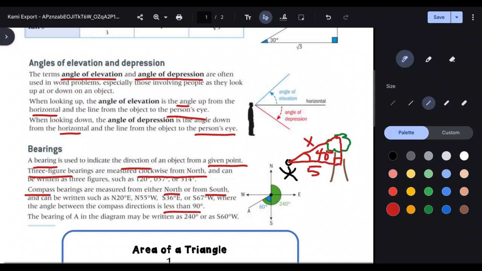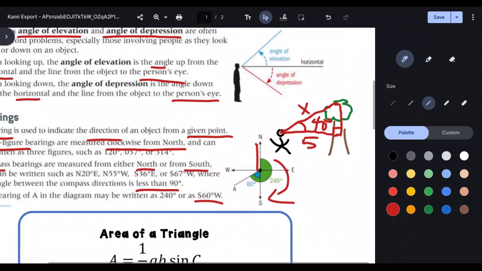If we look at the example they provide, the angle represented in green would be the three-figure bearing because it is measured from north in the clockwise direction. The blue would represent the compass bearing, which is written as S 60 degrees W, or south 60 degrees west, or 60 degrees west of south, because it is closest to the south and it is moving west. So we would measure it from the south axis, and that is 60 degrees towards the west.